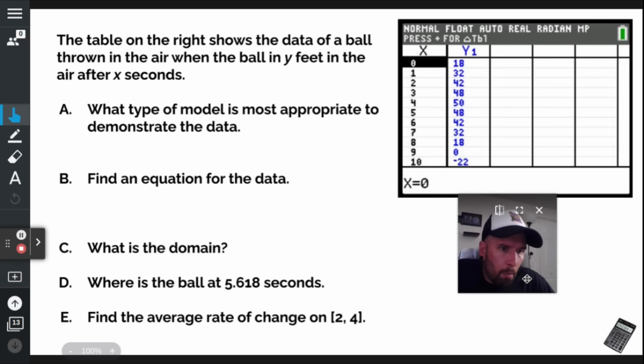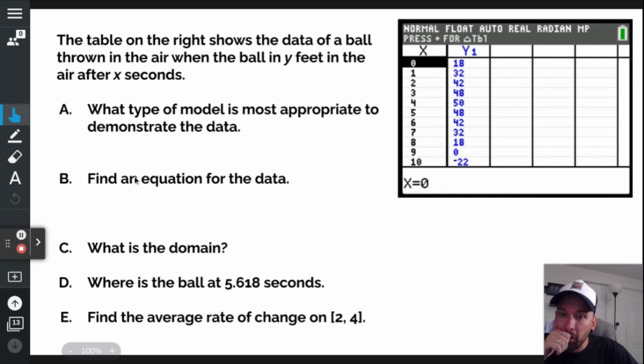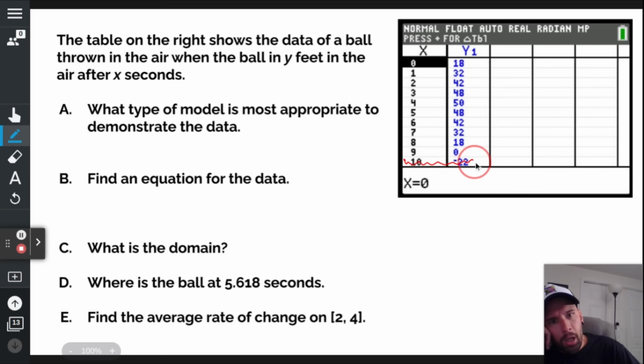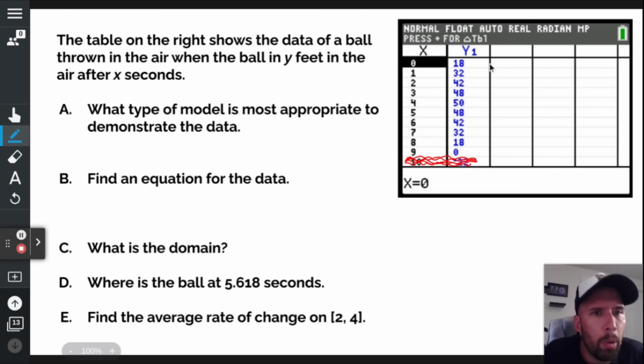What type of model is most appropriate for the data? No calculator needed for this one. In fact, the only time I believe I'm going to use a calculator is for B and D. The table on the right shows the data of a ball thrown in the air when the ball is y feet in the air after x seconds. So what can we imply from this? All right, well, you're standing 18 feet in the air when the ball is thrown, and then it goes up, then it goes up, then it goes up, then it goes up, then it goes down, down, down, down. And this doesn't even make sense because this implies negative. I wonder if that's going to show up later. What type of model is most appropriate to demonstrate the data? I probably already know, but let's just do it anyway.